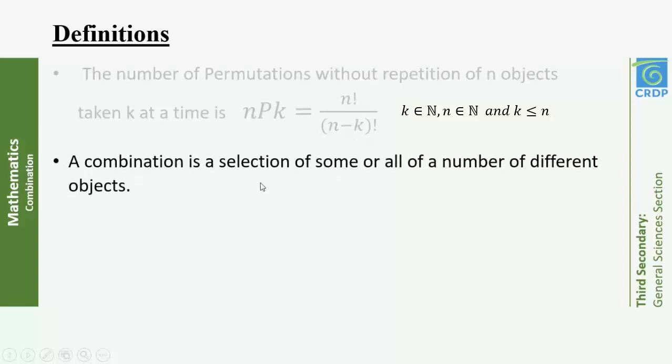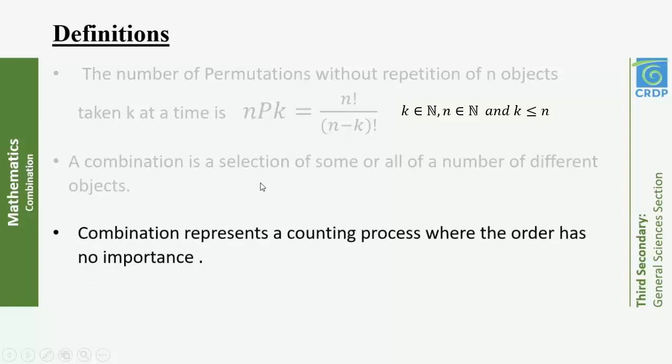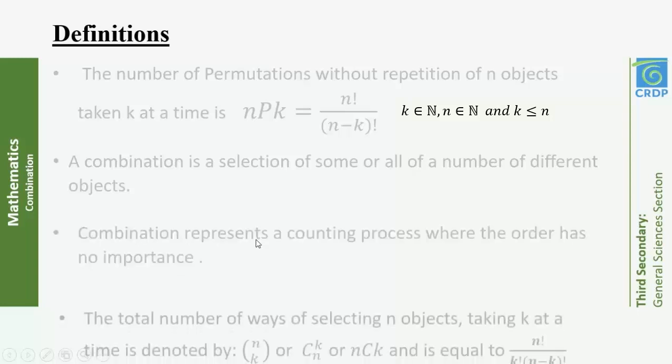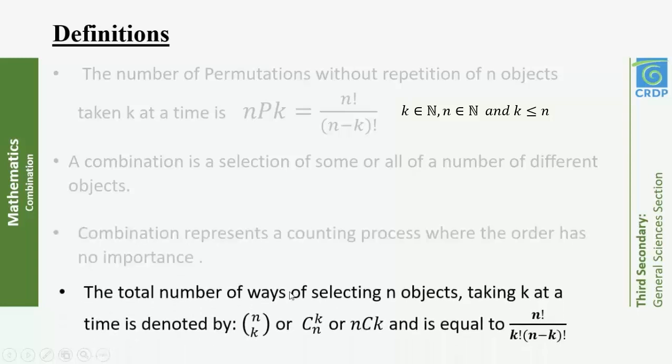A combination is a selection of some or all of a number of different objects. So I'm selecting a specific number of objects, and in this selection the order has no importance, just like the example of triangles we saw previously. We express combinations in different forms. It is denoted by one of these forms. You can choose any one of them as long as you make sure you're placing k and n in their correct places. N refers to the total number of items and k refers to the number of items we're selecting. This combination is equal to n factorial over k factorial into n minus k factorial.